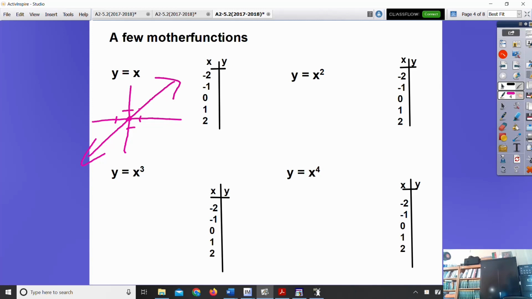All lines look like that, don't they? They might have moved around. They might have moved up or down. They might be steeper. They might have negative slope, but they all look like that. That's what I call a mother function.